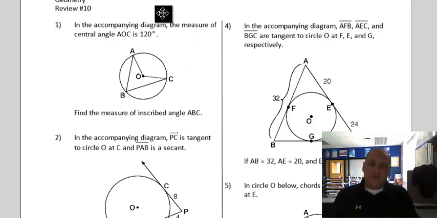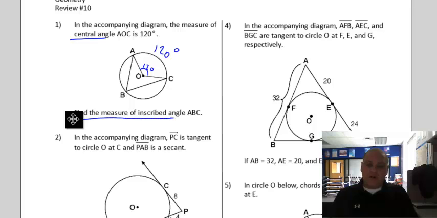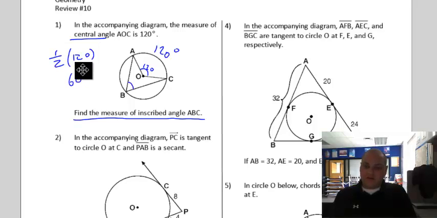All right. So in the accompanying diagram, the measure of central angle AOC is 120. So if that's 120, we know that the arc is 120 because the central angle is going to equal the arc. We want the measure of inscribed angle ABC. That's this angle here. The inscribed angle is half of the intercepted arc. So half of 120, and that's going to be 60. So angle ABC is 60 degrees there.